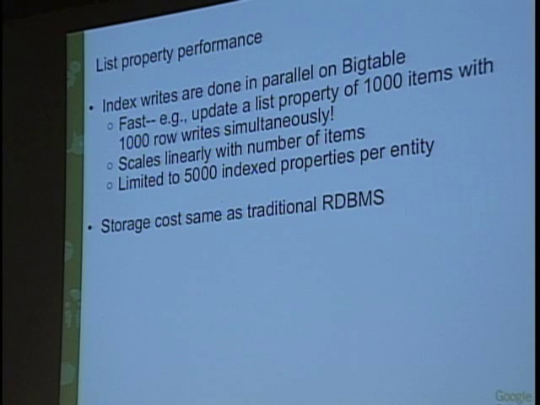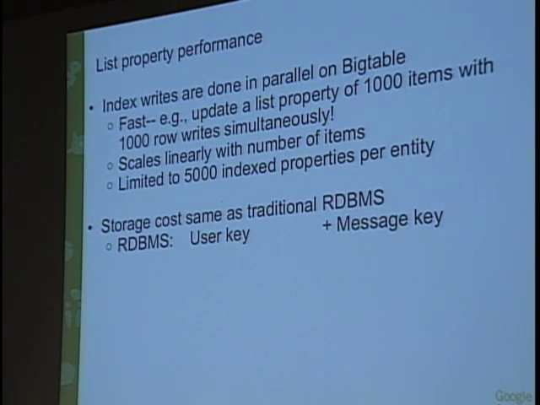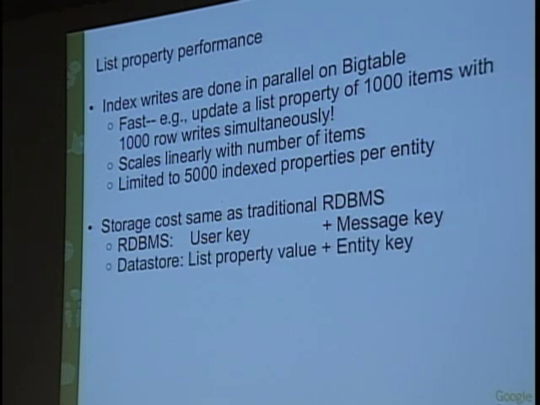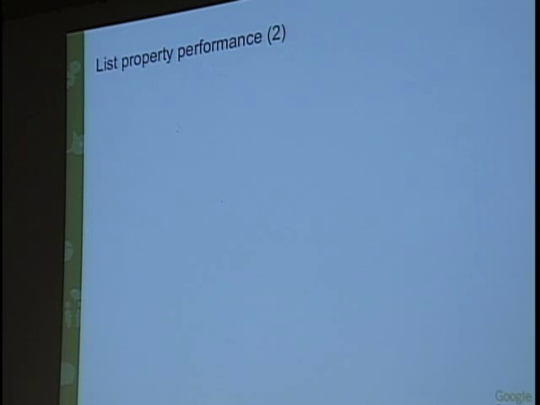The storage cost using the datastore is about the same as it would be in the RDBMS scenario with 3 tables. For the RDBMS, your third intersect table would contain 2 columns, 2 values. That would be the user key and the message key. That's how it joins the other 2 tables together. For list properties, we would have the list property value, which is the user to be delivered to, and the entity key, which points to the actual message. And those take up the same amount of space in the database.